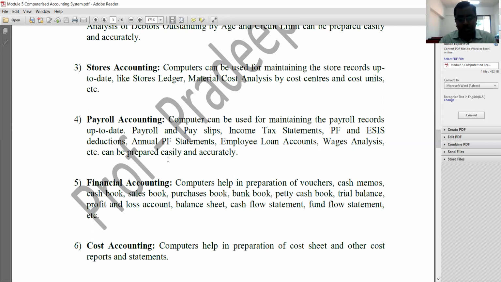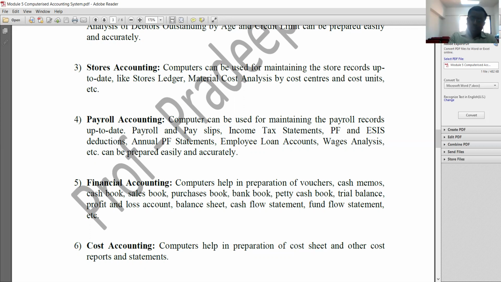So it is helpful even in the case of store accounting. The next one, you can use these computers in payroll accounting. What is payroll? Payroll is nothing but compensation given to employees. It is nothing but salary or wages. So you can use computers in preparing cash vouchers or cash memos, or for maintaining payroll records of the employees, such as the basic salary of an employee, the gross salary, incentives, tax deductions, ESI deductions, and PF contribution. All these things you can record with the help of this computerized accounting system.